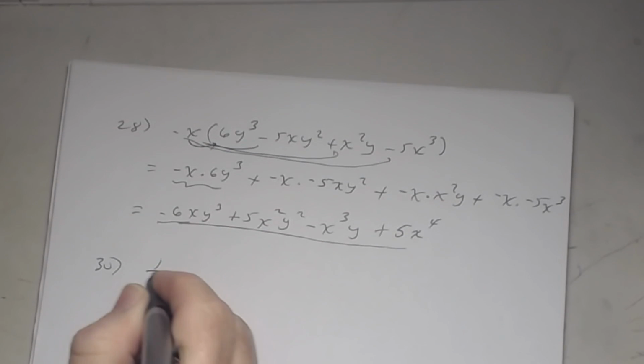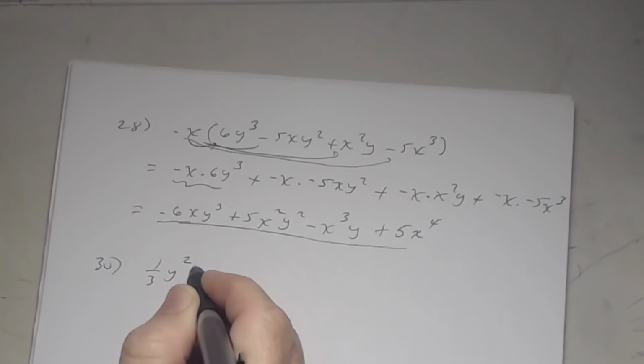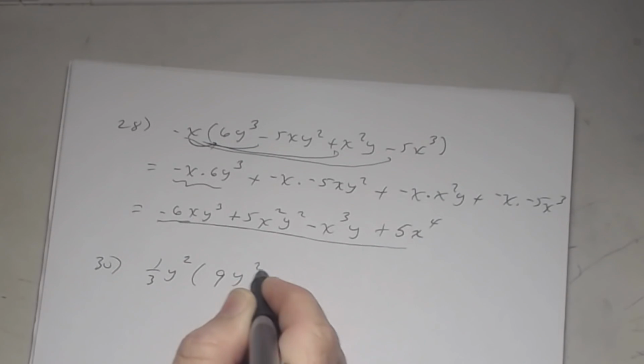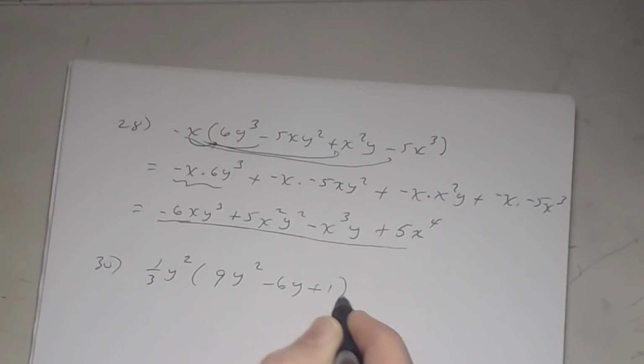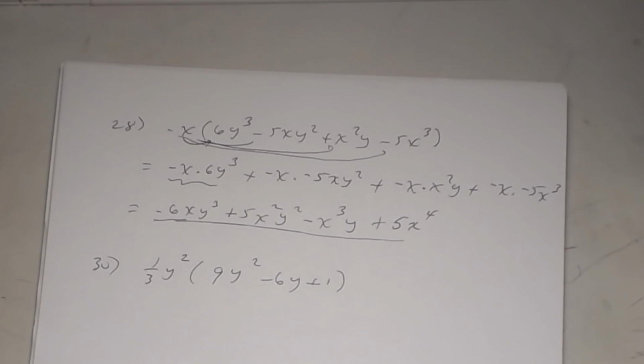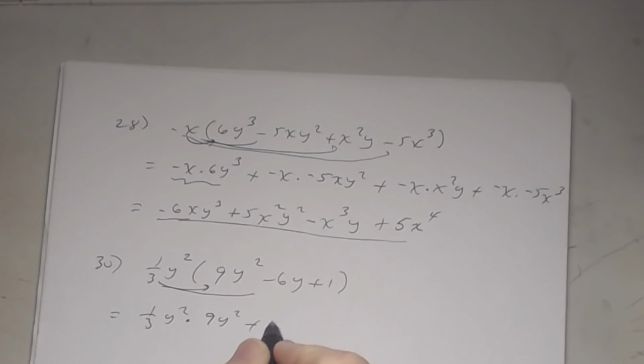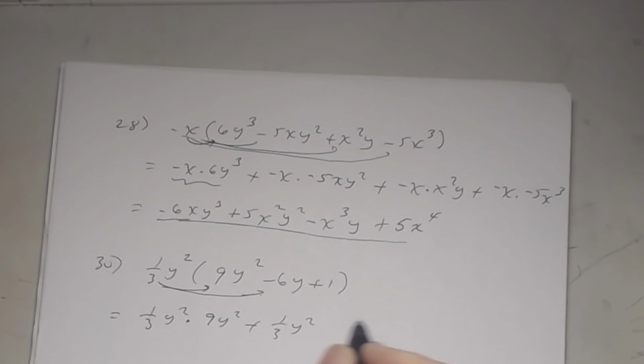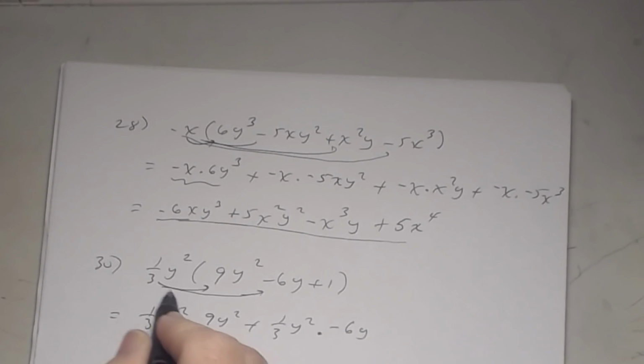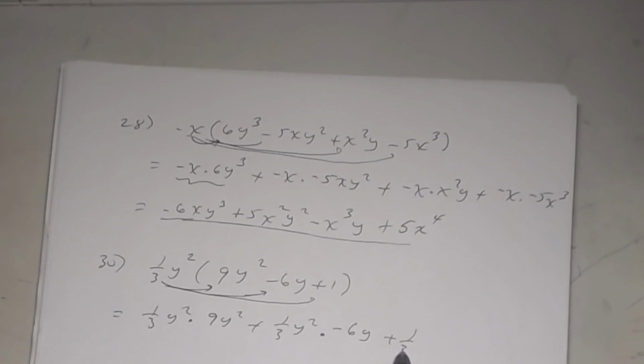All right, number 30. You have 1/3 y squared times 9y squared minus 6y plus 1. So 1/3 y squared times that trinomial. Again, if you need to write in that step, you're saying 1/3 y squared times the first term, 9y squared, plus 1/3 y squared times that second term, which is a negative 6y, plus 1/3 y squared times that third term, which is just 1.